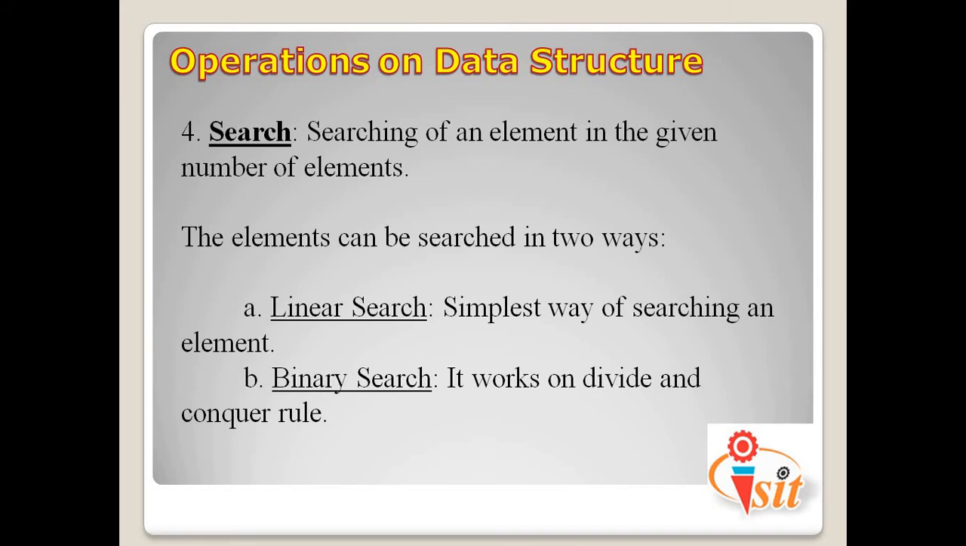The next operation on the data structure is searching. It means searching for an element in the given list of elements. If you want to search for an element from a list, we have two algorithms. One is the linear search, another one is the binary search. Linear search we consider the simplest way of searching an element, and binary search works on the divide and conquer rule.